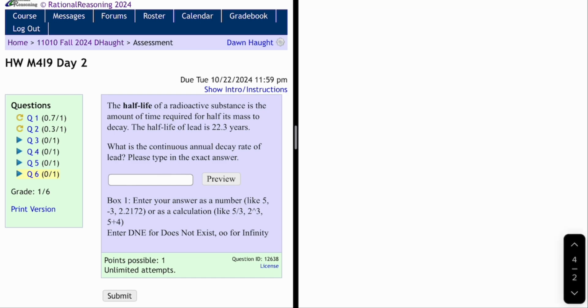And then I want to do question 6 with you. For question 6, it says the half-life of a radioactive substance is the amount of time required for half of its mass to decay. The half-life of lead is 22.3 years. What is the continuous annual decay rate of lead? So let's just think what we know. Let's say we started out with 100 grams of lead. We know that after 22.3 years, we have 50 grams of it.